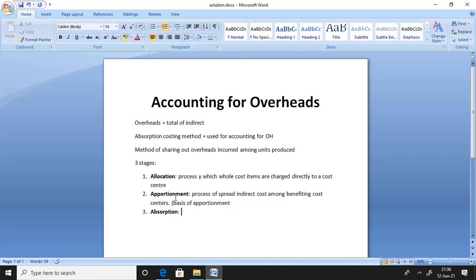There are three stages under overhead analysis. Stage number one is the allocation of costs, which is the process by which whole cost items are charged directly to a cost center. So costs that are directly identifiable with a particular cost center are charged directly like that.